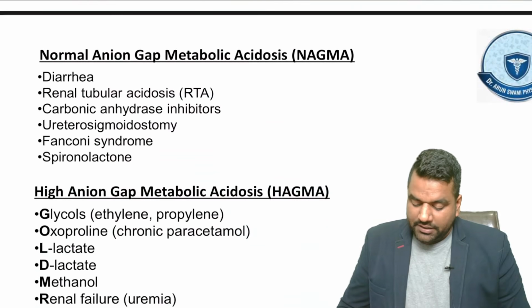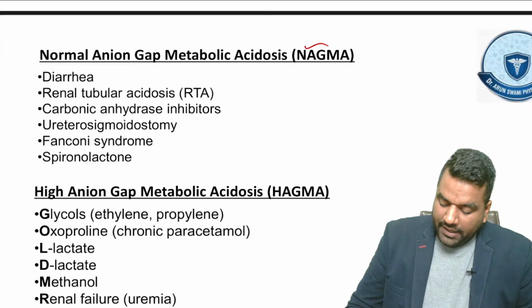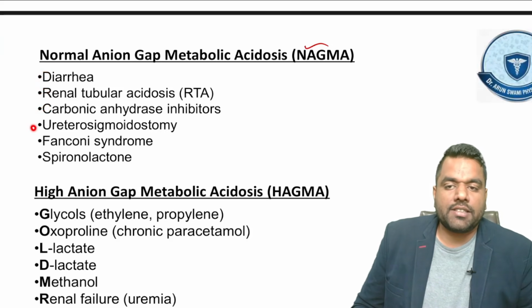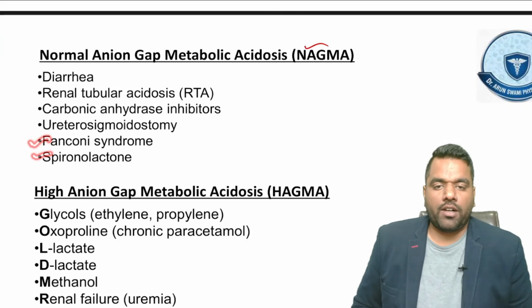Now certain conditions are there. NAGMA can be seen in diarrhea, renal tubular acidosis, carbonic anhydrase inhibitors such as acetazolamide, ureterosigmoidostomy, Fanconi syndrome, and spironolactone.